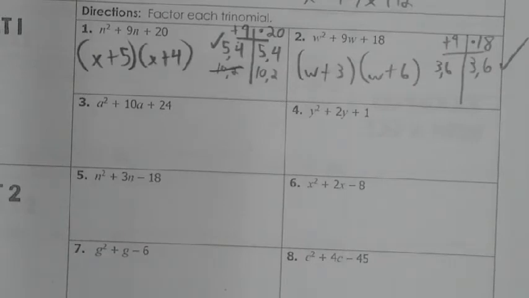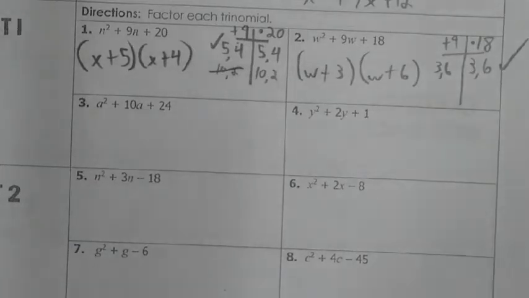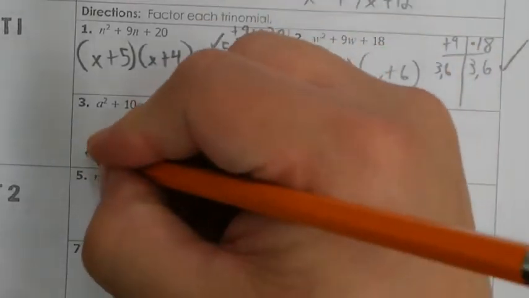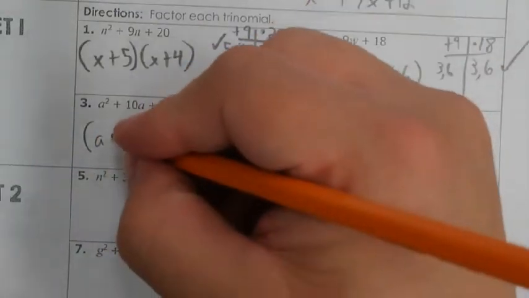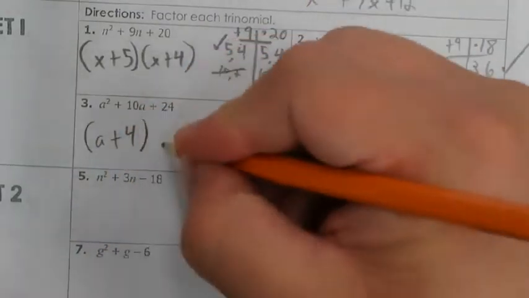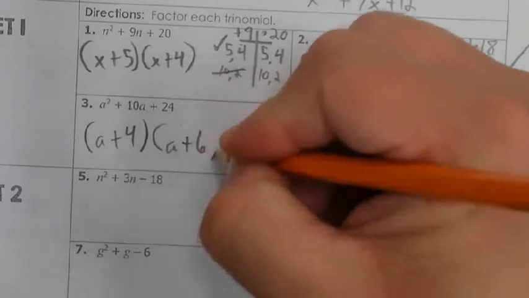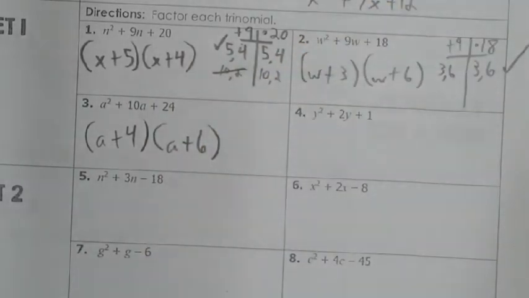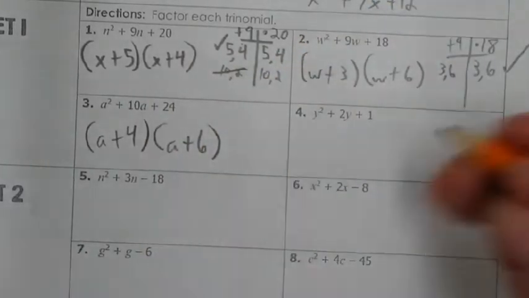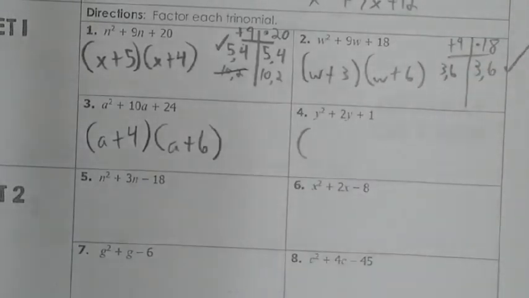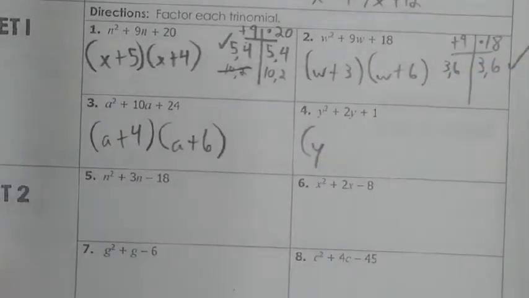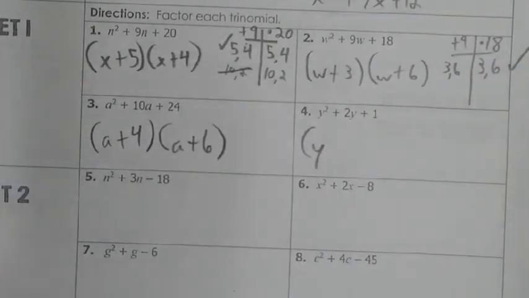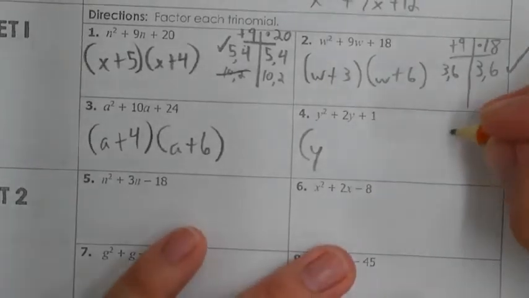All right, somebody give me a guess of what they got for number 3. 4 and 6, because 4 plus 6 is 10, and 4 times 6 is 24. Everybody see that? Okay, and then 4. I like 4 because it's actually pretty simple, even though it looks confusing. What'd you get for 4? 2 and 1. Okay, he says 2 and 1.